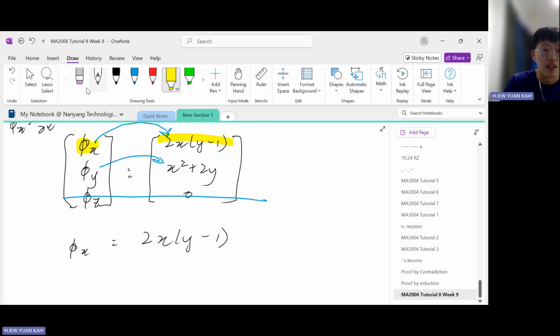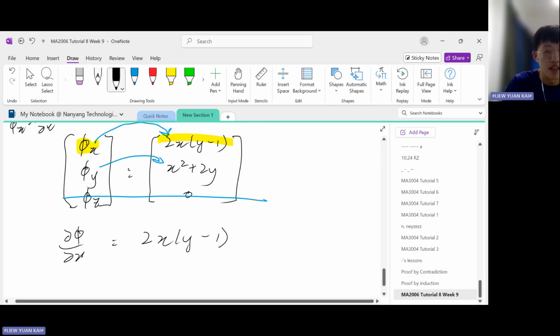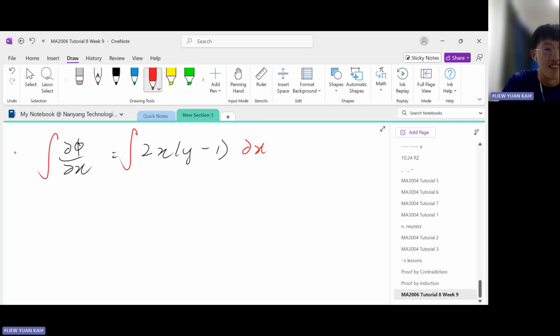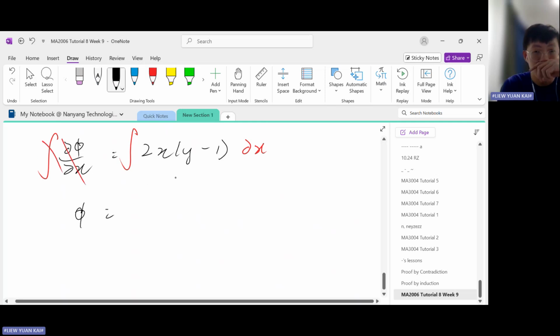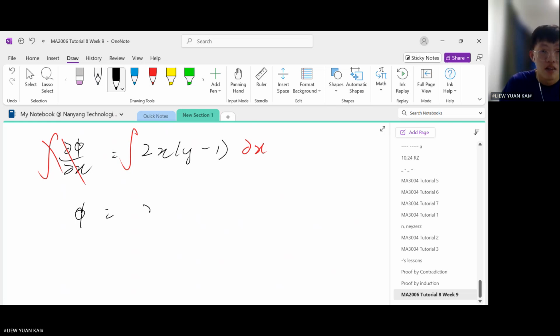Okay, so don't forget that phi x is my abbreviation for partial phi, partial x. In order to make phi alone, we need to integrate both sides, because integration is the opposite of differentiation. So the integral can cancel the derivative, leaving behind phi. Then you're integrating with respect to x, so everything else can be treated as a constant. So x to the power plus 1 divided by the new power. Then y minus 1 is just a constant. Then don't forget, you need to plus c of y.